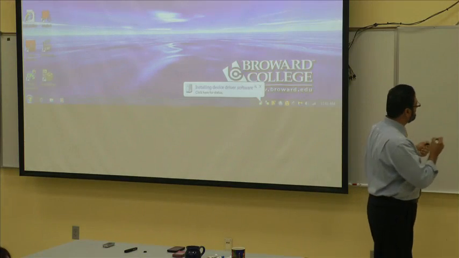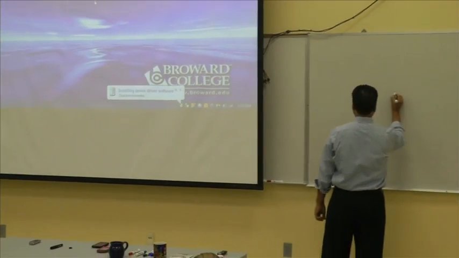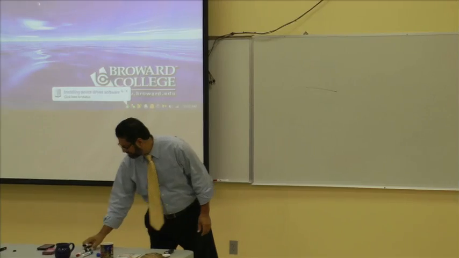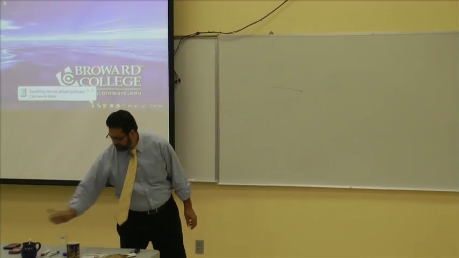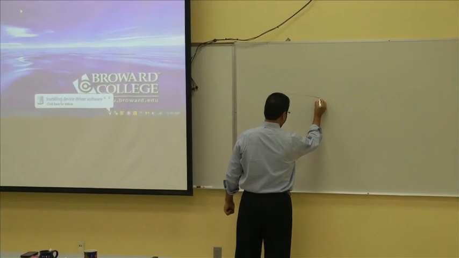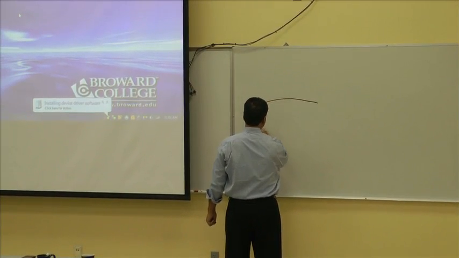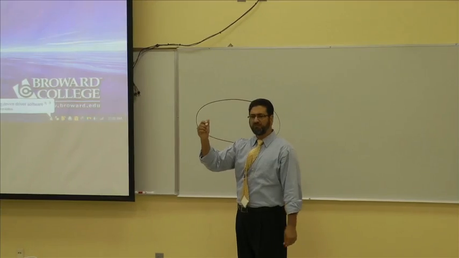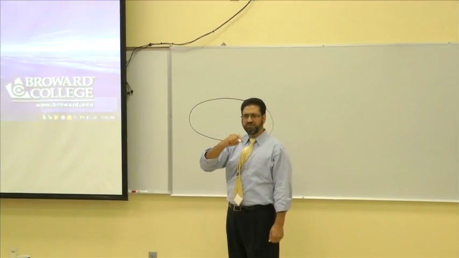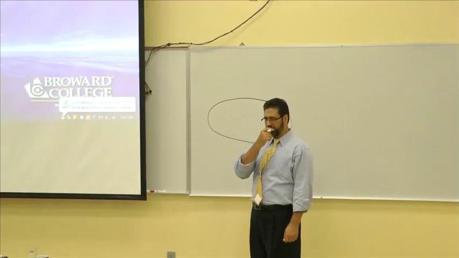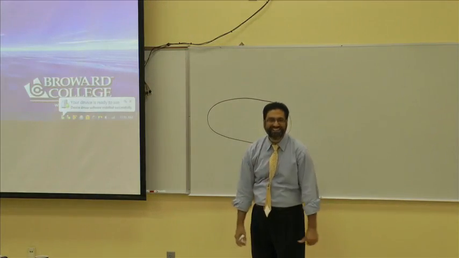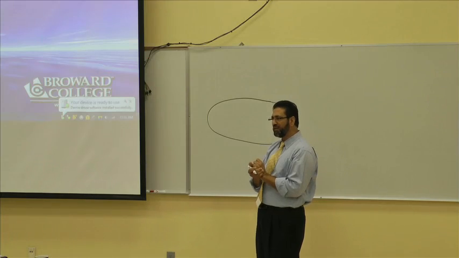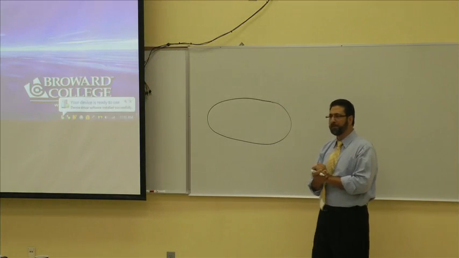Let me draw a bacterium. Okay, here's a bacterium. Name one intracellular structure of a bacterium. Nucleus. You just missed the second question on the test. Bacteria don't have a nucleus. So name one intracellular structure of a bacterium.